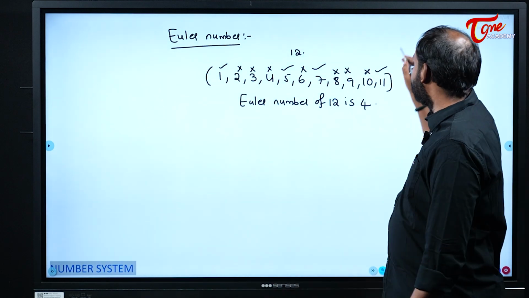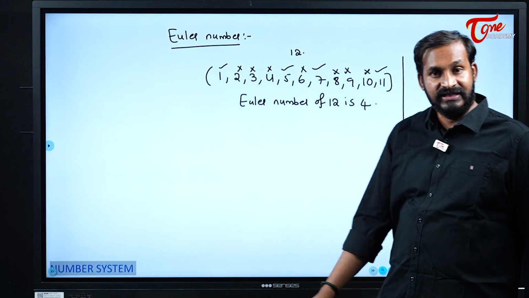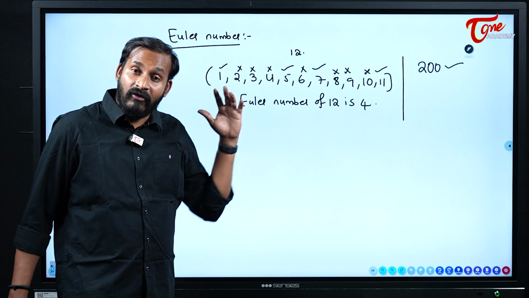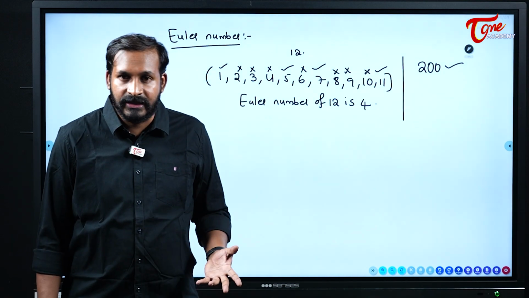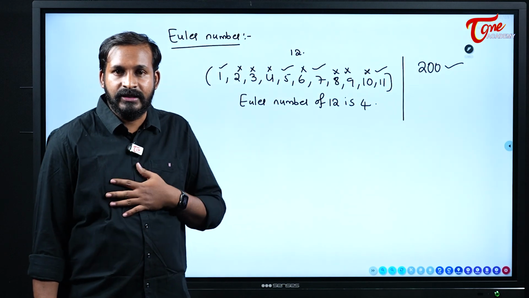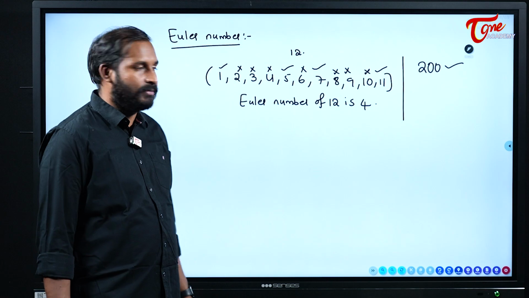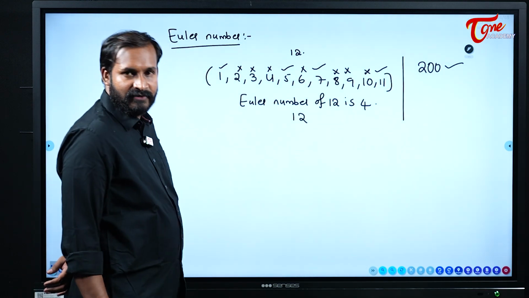For example, if my question is 200, then how can I find the Euler number? I would need to write all the 199 numbers and check them, which will waste a lot of time for me. So, to avoid that, we have a shortcut method to find the Euler number. What is that shortcut method? Do the prime factorization of the given number.